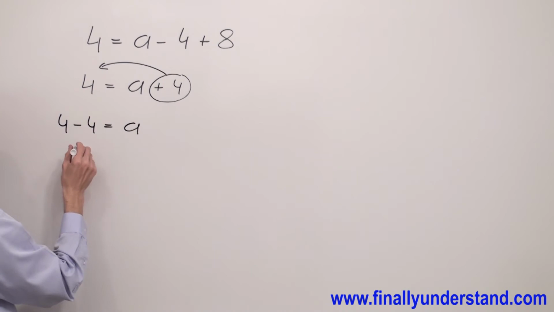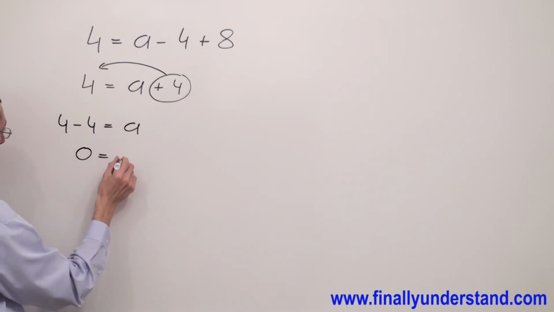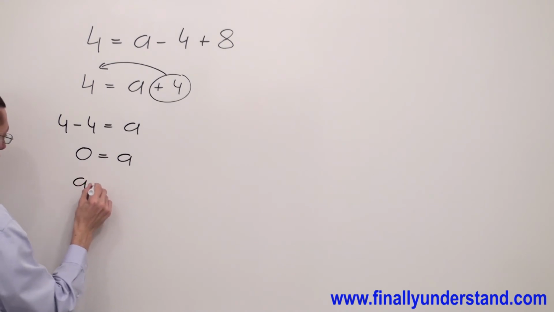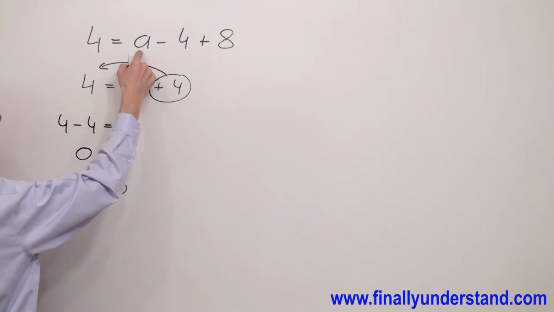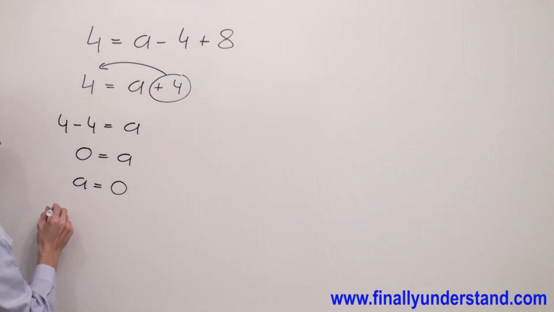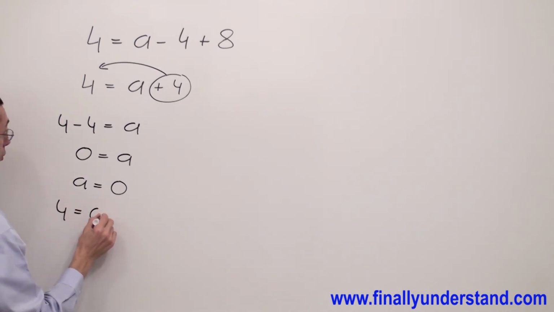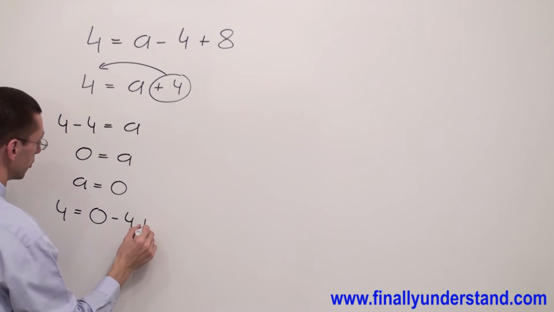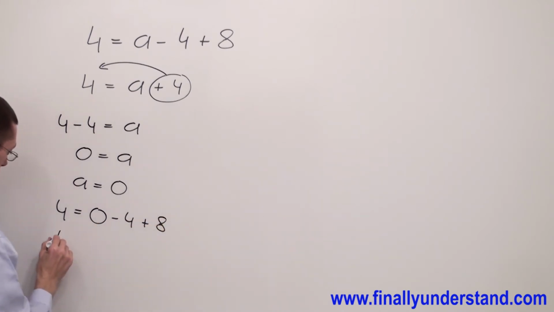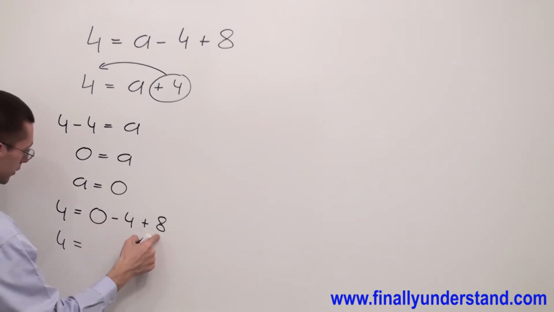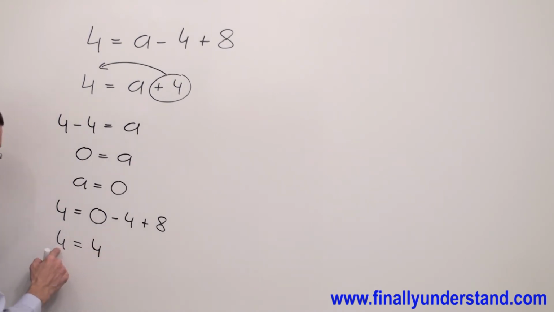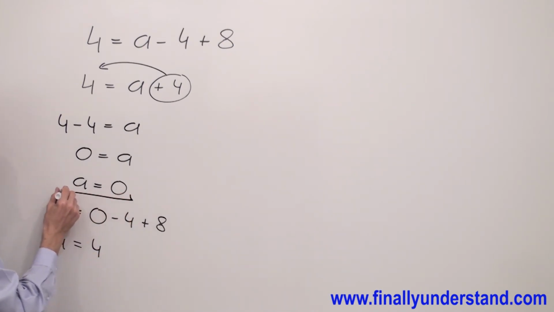4 minus 4 is equal to 0, so 0 equals a. So I'm going to write a is equal to 0. If you want to verify the answer, you're supposed to replace this a by 0. Let's check. I have 4 equals 0 minus 4 plus 8. 0 minus 4 is negative 4, plus 8 is equal to 4. The left side of my equation is equal to the right side of the equation. That's why a equals 0 is the solution to my problem.